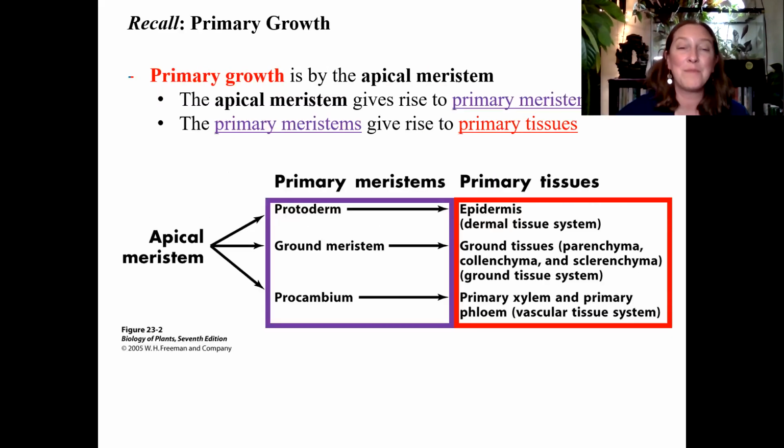All right, that's all been primary growth so far. That's all we've talked about so far is primary growth. Now we're going to jump into secondary growth.